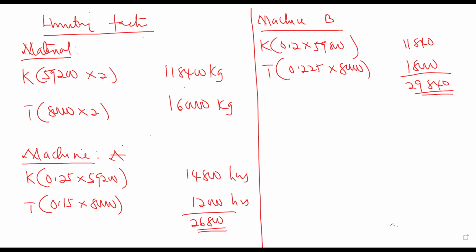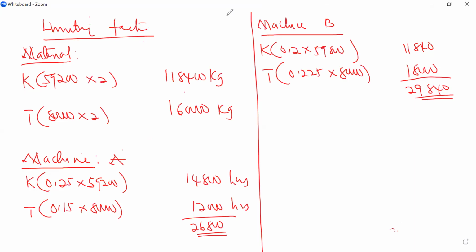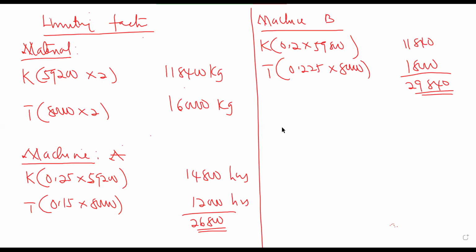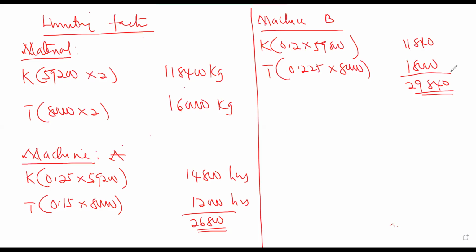In terms of machine B, what are we going to be producing? You can produce any of them, isn't it? Yes. No, the machine A is 15,360, so we can only produce the K. This one, T, is 18,000.